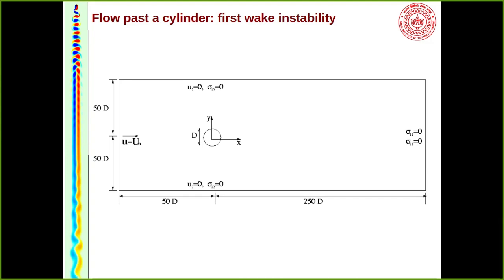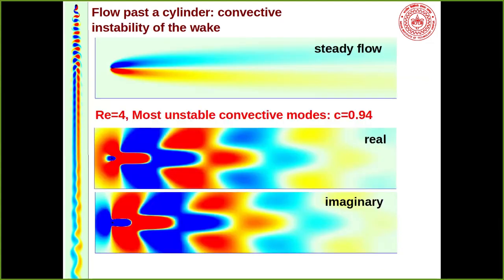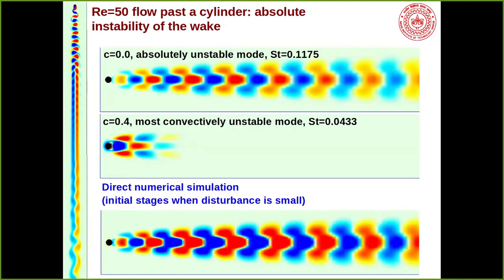So we will look at now the first instability. So this is what the answer came out. So this is the growth rate, and this is the C, and this is for different Reynolds number. Okay. I will skip this. I will just show you the eigenmodes. So this is the steady flow, and this is how the eigenmodes would look like, the real part and the imaginary part. The cylinder is there. So that's the Reynolds 4. We are not interested in this instability, we are interested in the absolute instability. So I will skip this. So that's what it is.